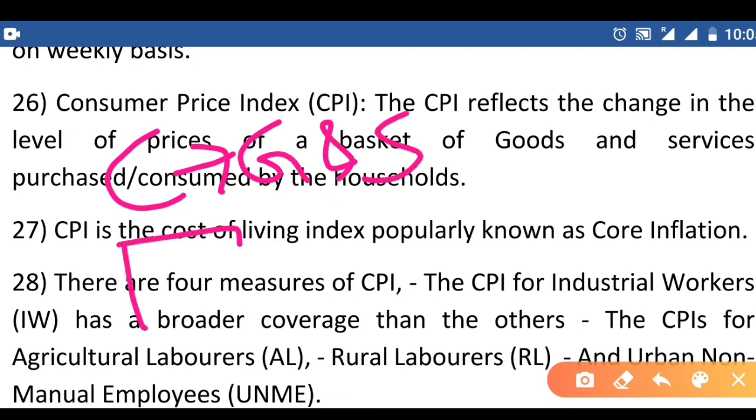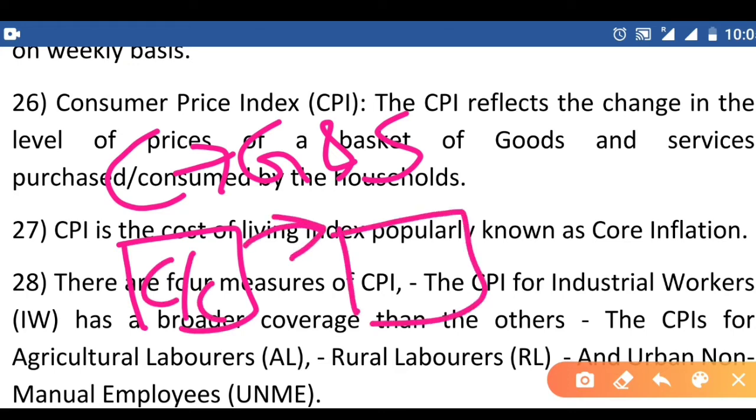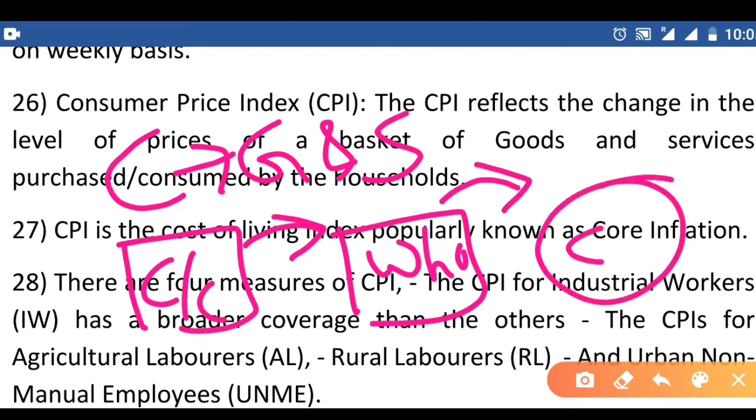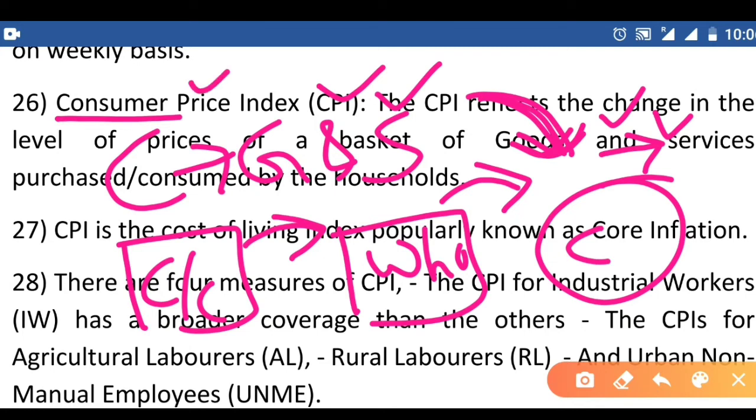For example, we have a company or corporation. This company sells these goods and services to wholesale people. These wholesale people sell these goods and services to consumers. If the prices of goods and services are calculated at the consumer level, then that index is called the consumer price index.